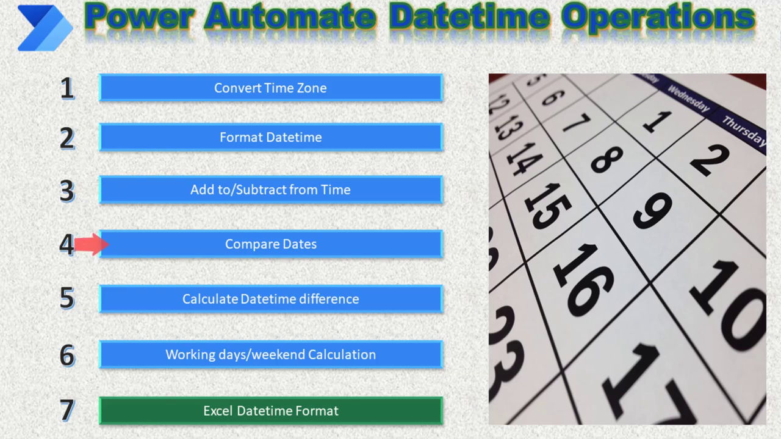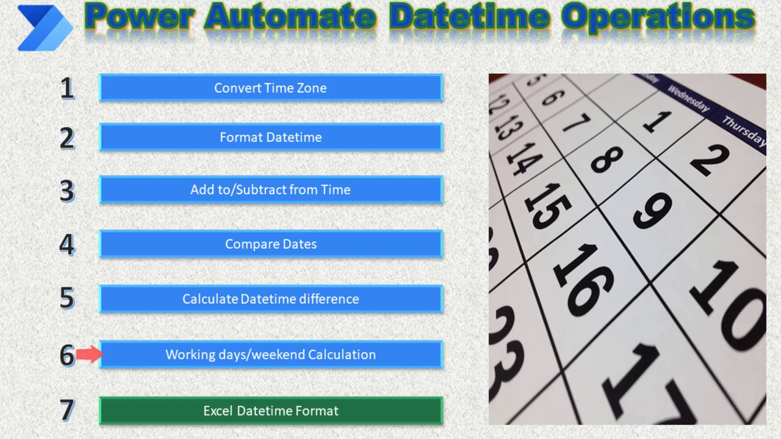The fourth one, if you want to compare two dates and see if one date is greater than or less than equal to other date, or if you wanted to find the difference between two dates, like how many hours or how many days or how many minutes difference there are in two dates.